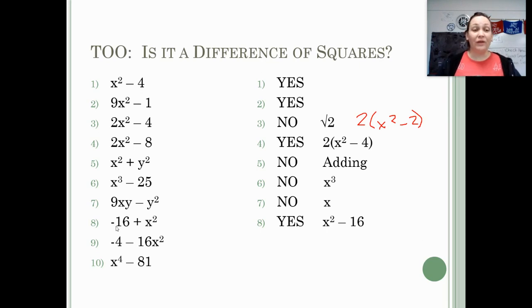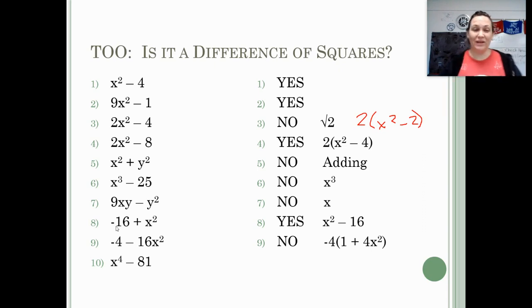Now on number 9, we cannot do that because both numbers are negative. So in a difference of squares, we do want one of the numbers, our first number, to be positive, and we want our second number to be negative. So if they are both negative, then it's not a difference of squares. It is factorable. I can factor out a GCF of negative 4, but it's not what we're looking for today.